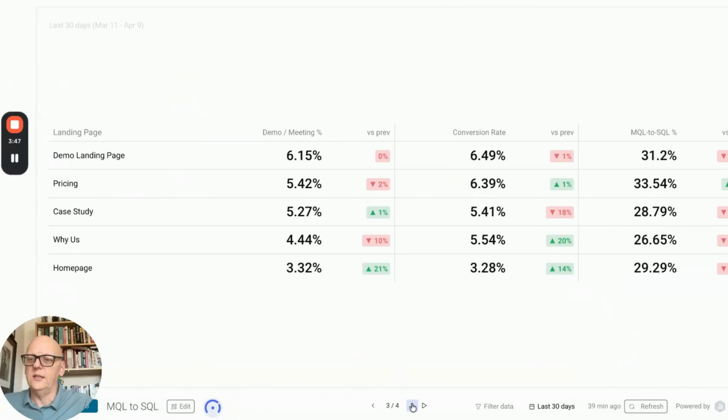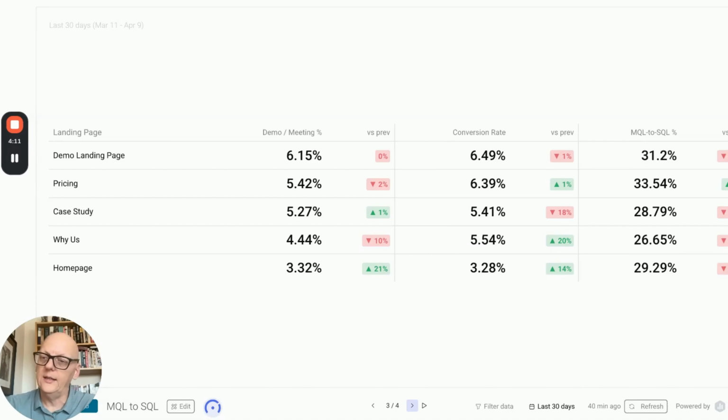Let's move on to stage 2. This is what we call MQL to SQL. So this is your on-site messaging effectiveness. We're going to look at the demo meeting request rate. So of the MQLs who land on the site, what percent book a call? We're going to see a red flag there of under 3% that suggests maybe a positioning or CTA problem.